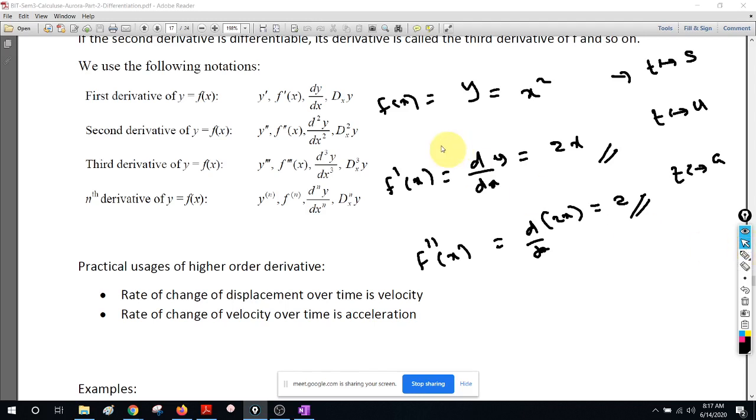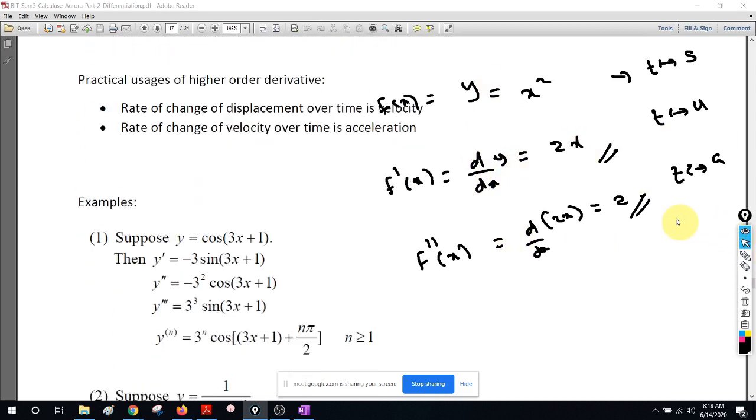So you can see it has practical examples. Of course, most of the time we are interested in this one, but there are situations where we are interested in this one also, like the acceleration, not only the velocity. So you get this kind of question in the exam paper.